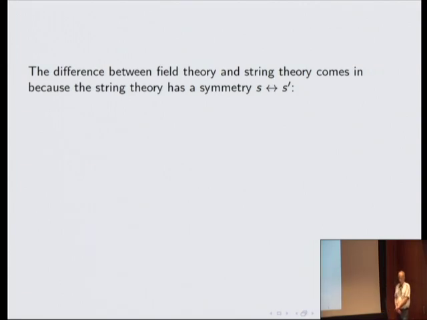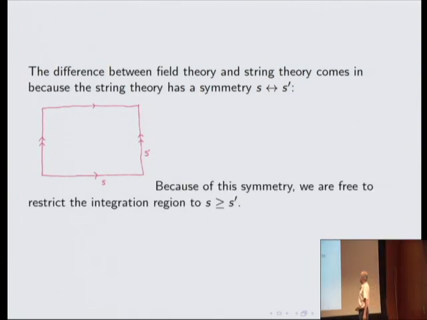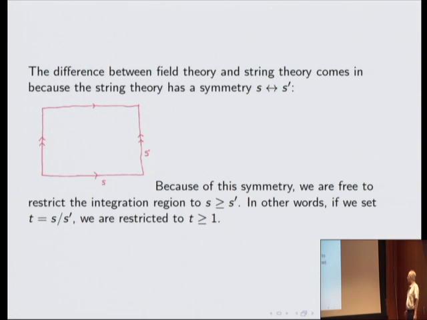The difference between field theory and string theory comes because the string theory has a symmetry that exchanges s and s prime. The symmetry is just the one where you flip the horizontal and vertical axes. It exchanges the base and the height, so it exchanges s with s prime. It exchanges s over s prime with s prime over s. And so because of this symmetry, you can assume that s is bigger than s prime. In other words, in terms of t equals s over s prime, t is no less than 1.